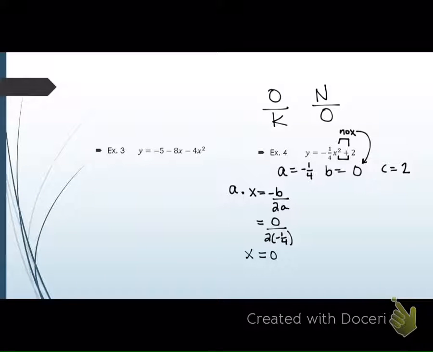What is the next step to find the Y coordinate? Yes, Emma? Plug in the X so you can find Y. So you go back to your original, and you are going to substitute that in for X. X is 0.